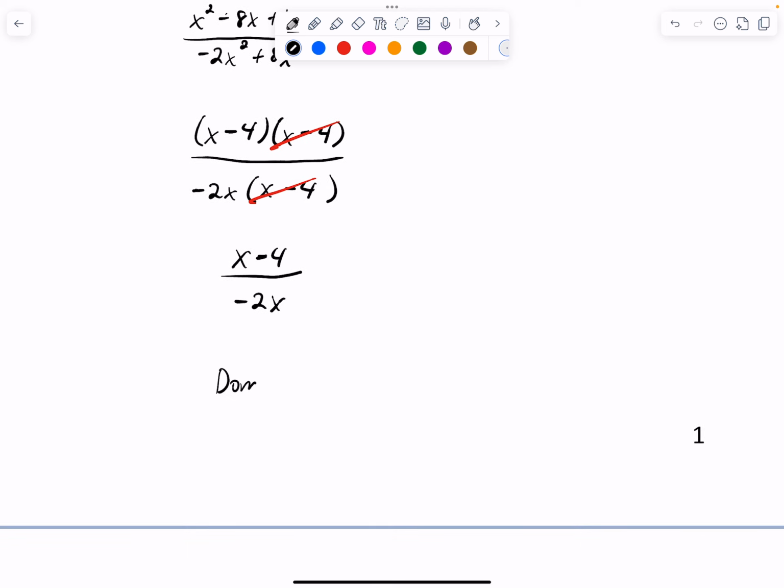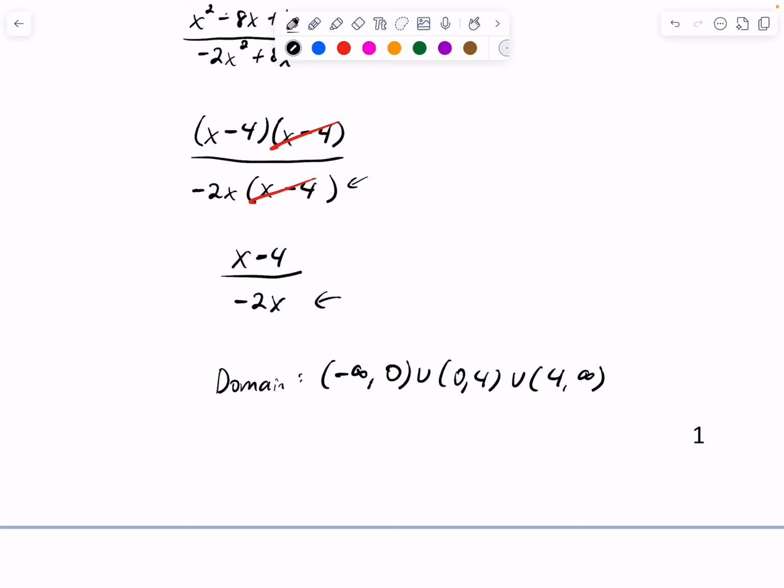So my domain is going to be negative infinity to 0, right? Looking at this factor here, then 0 to positive 4. Even though I crossed it out, I still need to mention that you can't use 4. And then 4 to infinity.